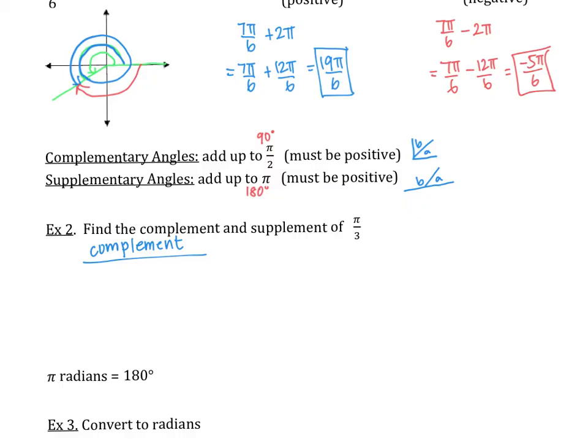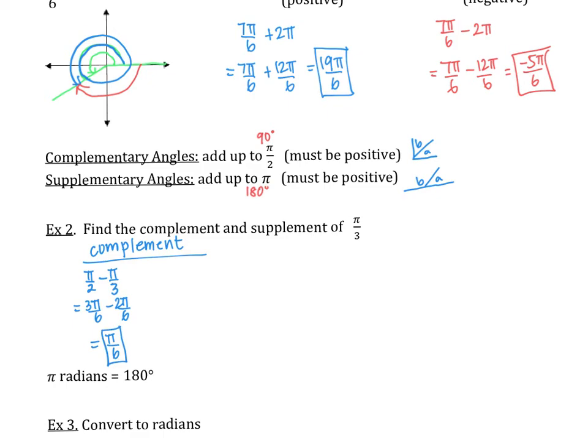Okay, complementary must add up to pi over 2, so let's do pi over 2 minus pi over 3 to see what's left for the complementary angle. I need a common denominator. Let's make them both 6. So 3 pi over 6 minus 2 pi over 6 equals pi over 6. So it does have a complement. It is pi over 6.